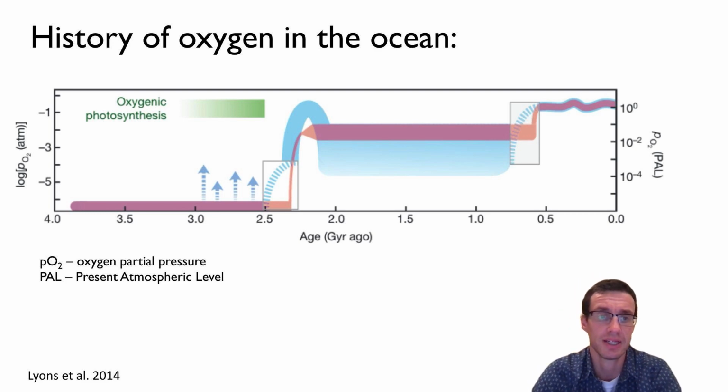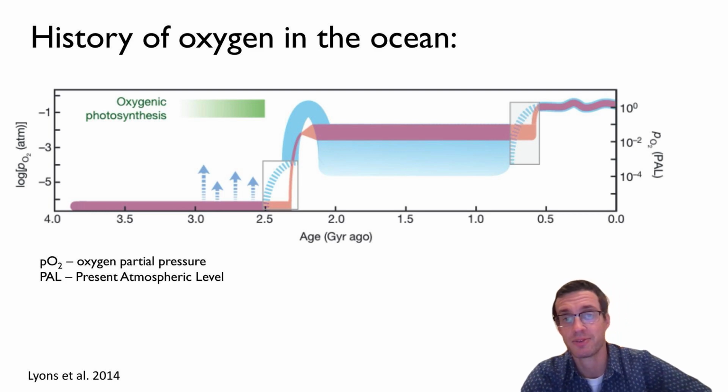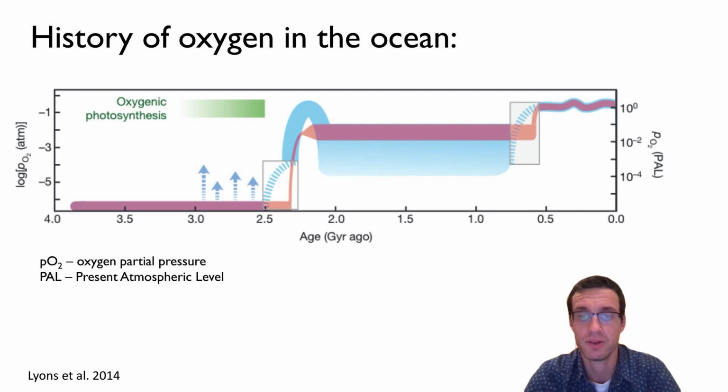So this plot here is a conceptual plot of oxygen evolving over time. On the left-hand y-axis is the partial pressure of oxygen, but it's on a log scale, so small changes make a big, big difference, right? We're talking 5, 6, 7 orders of magnitude across that scale. And on the right-hand axis, it's the same values, but this time represented as the present atmospheric level. So 1 being present atmospheric level, and the numbers below 1 are the fraction of current atmospheric oxygen.